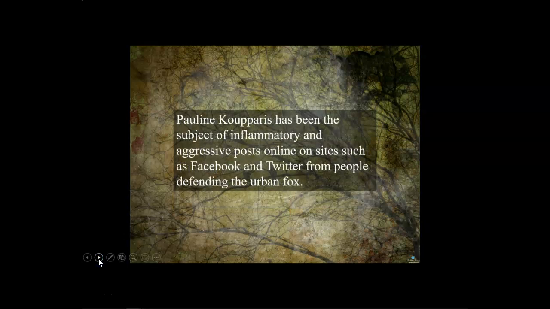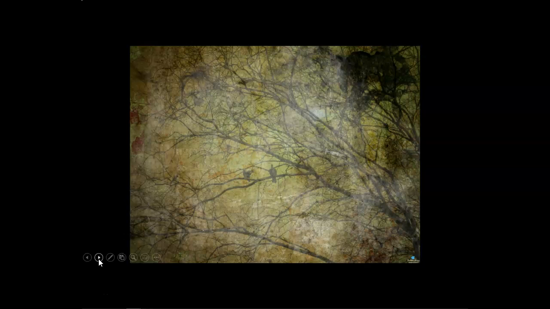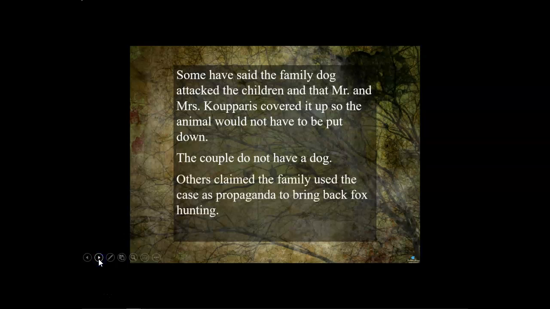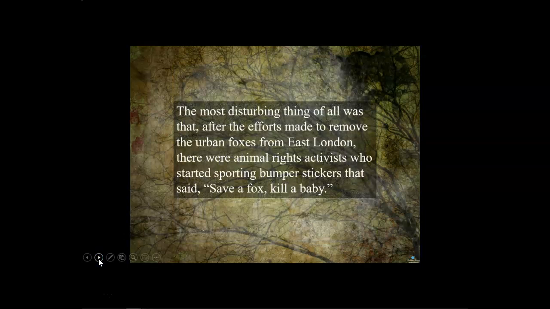So Pauline Couparas has been the subject, once this was made known, of inflammatory and aggressive posts online on sites such as Facebook and Twitter from people defending the urban fox. I kid you not. And some have said that the family dog attacked the children, that Mr. and Mrs. Couparas covered it up so that the animal would not have to be put down. But the problem is the couple do not have a dog. Others claim the family used the case as propaganda to bring back fox hunting. They have no links at all to hunting, never been involved with it at all. I mean, these are the kinds of things that were being said and that were out there abroad.